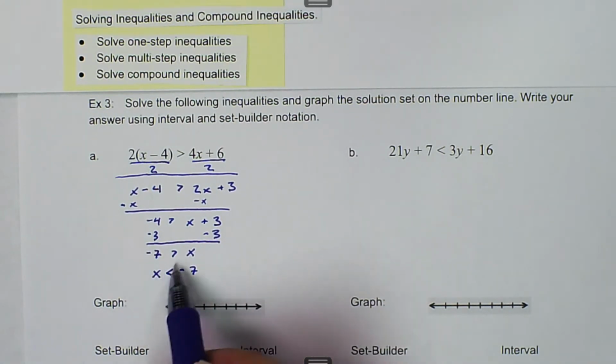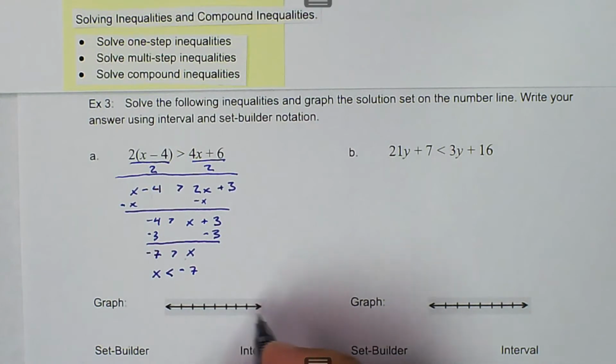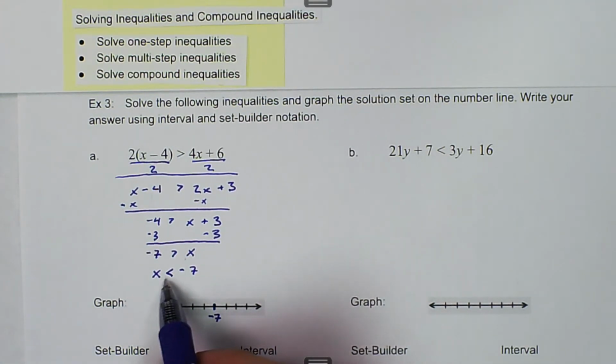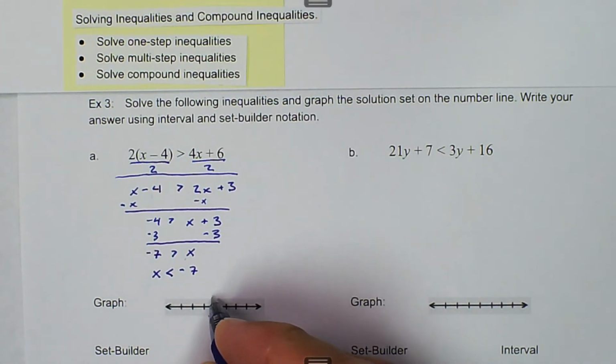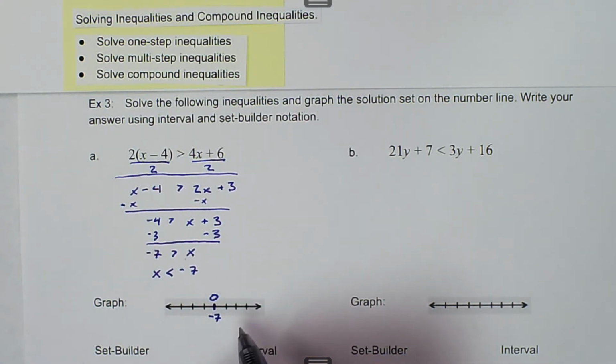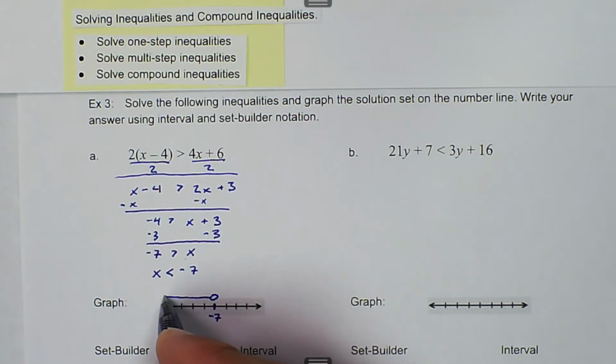So I switched the x and the negative 7, but I left the point pointing at the variable and the open end pointing at the negative 7. So x is less than negative 7. So on my number line, I'm going to put negative 7 right here. This is less than. It is not included, so we're going to use an open dot. And this arrow tells me which direction to go. Now there's no stopping there, so this is going to go all the way to negative infinity.